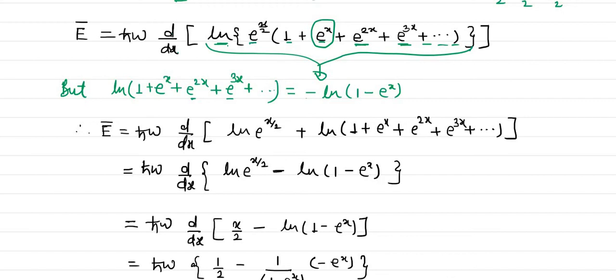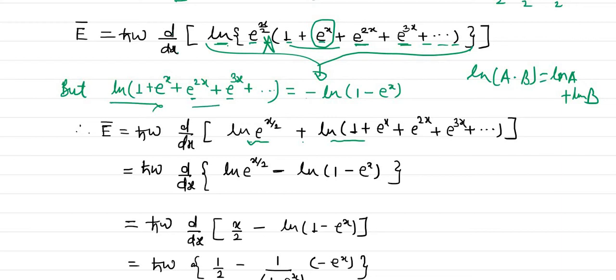Okay, so let us split this. Since log of a into b, we can write log a plus log b. So that's what we have written here. Here we have to split this: log of e power x by 2, plus log of this particular term. Now instead of this log, we can substitute this series, and that is nothing but minus of log of 1 minus e power x. So that's what I have written here, minus of log 1 minus e power x.